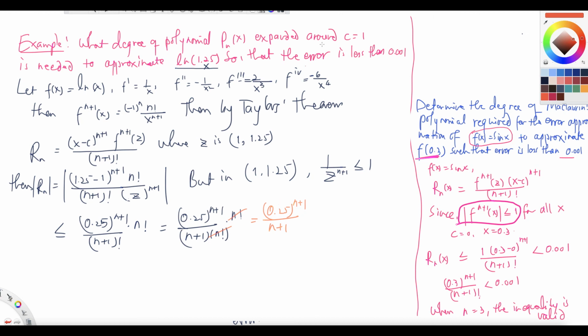But the question says that the error must be less than 0.001. So this must be less than 0.001. Now take n equals 1 and see if it satisfies or not. Take n equals 2 and see if it satisfies or not. If it satisfies, stop. If it does not satisfy, go to the next value of n. It does not satisfy, so cross it out, and this one will satisfy. Hence n equals 1.